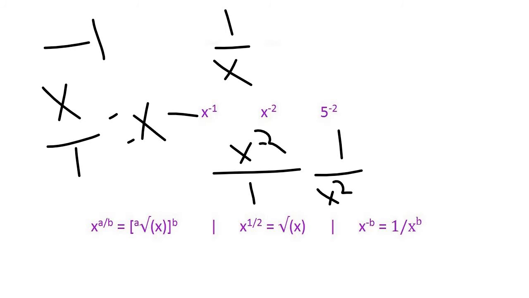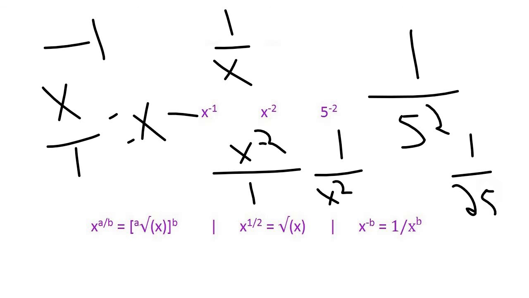Alright, now let's do 5 to the negative second power. So we have 5 to the negative second, so that's equal to 1 over 5 squared. And 5 squared is 25, so we have 1 over 25.